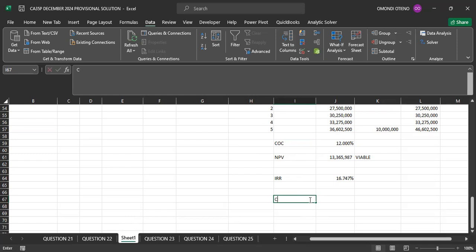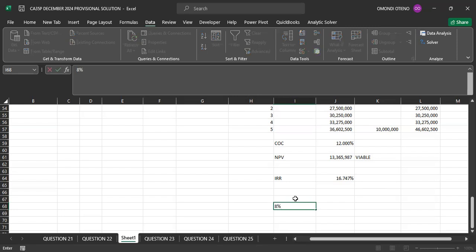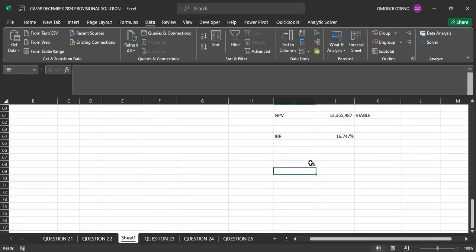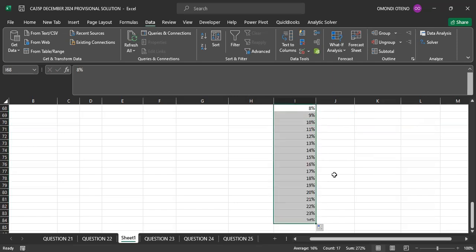So let's have cost of capital, and then we have net present value. So that's what we are going to have. The cost of capital, we are going to start with 8% all the way to 24. So 8% of course will give us a strong positive net present value. But now we want to get to that point where we are getting a negative. So let's take it maybe to 24.